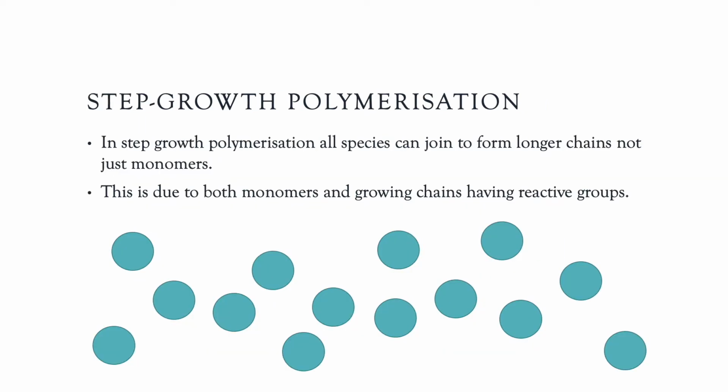The second way polymers can be made is step growth polymerization. In step growth, all species can join to form longer chains, not just monomers. This is due to both monomers and growing chains having reactive groups.